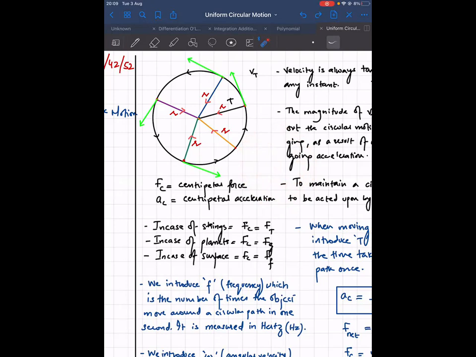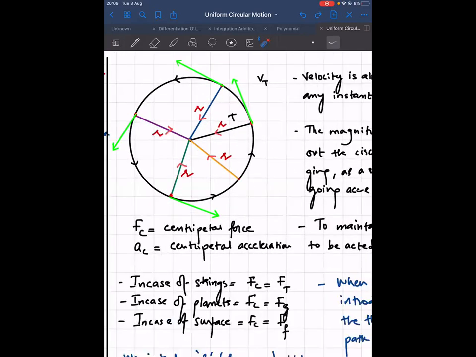So centripetal force helps the object move in a circular motion. If you somehow remove the centripetal force, for instance if you remove the gravitational force of attraction between the planets and the sun, you're not going to have the planets moving in a circular motion around the sun anymore.